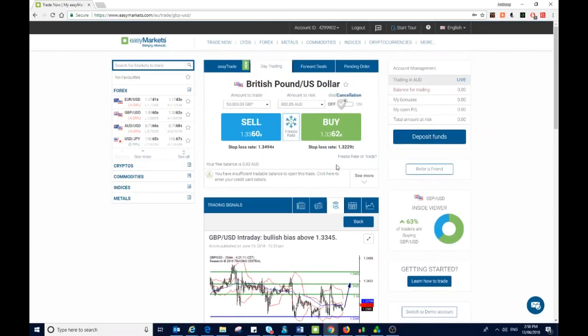Alright traders, that completes the trader resources part of the tutorial. Next episode we'll be looking at unique features and risk management tools on the easyMarkets platform to assist you with your trading.